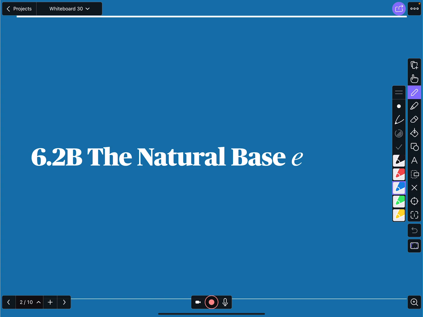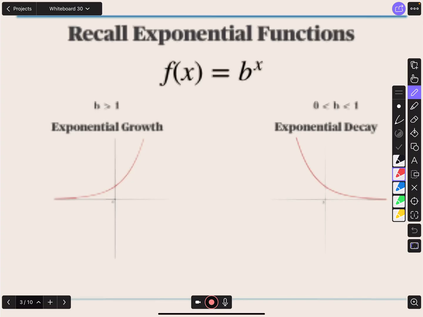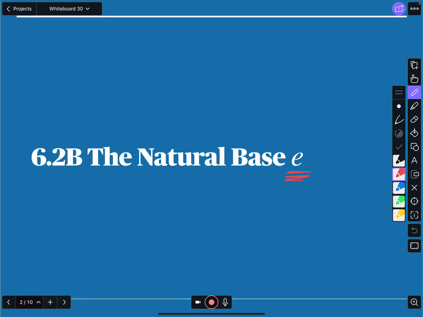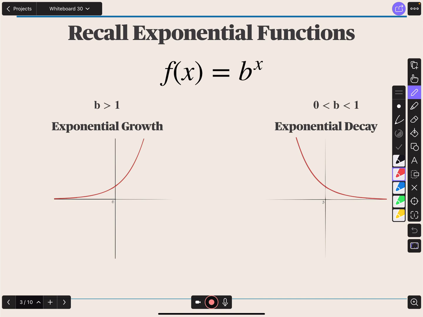6.2b, the natural base e. We are just continuing what we were talking about yesterday. Remember, this e value is approximately 2.72, and it's just a constant that we use in our mathematics, especially when talking about growth and decay functions, exponential growth and decay. So just a real quick review here.